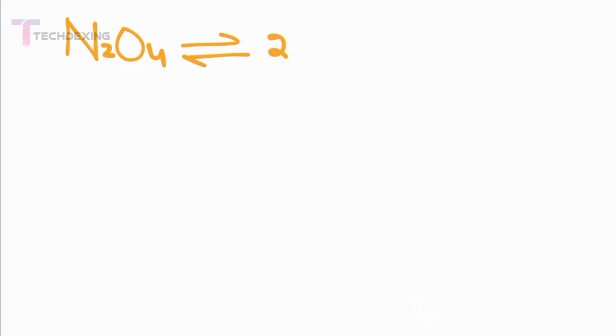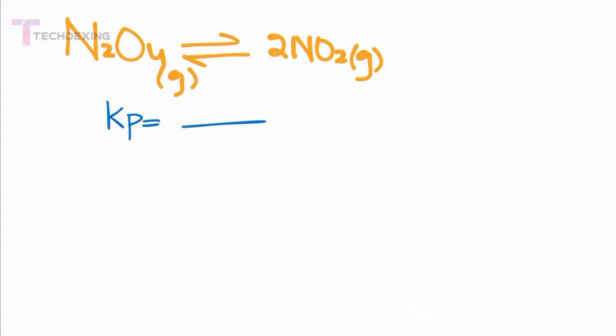So 2NO2, and both the substances are there in the gaseous phase. First I have to write the Kp for this one. So how would I write the Kp? It will be P N2O4 and P NO2 squared.